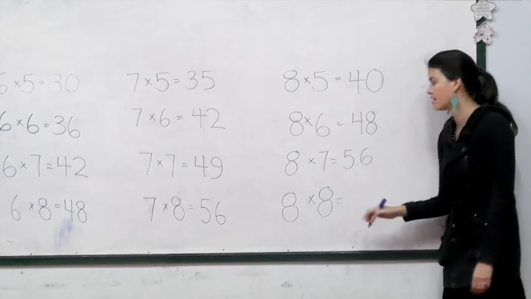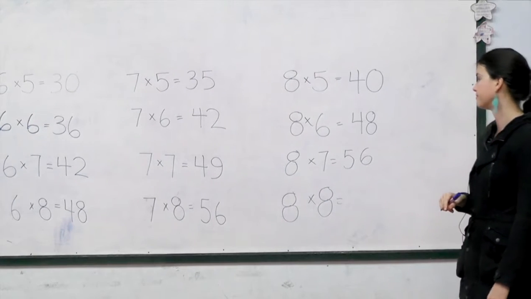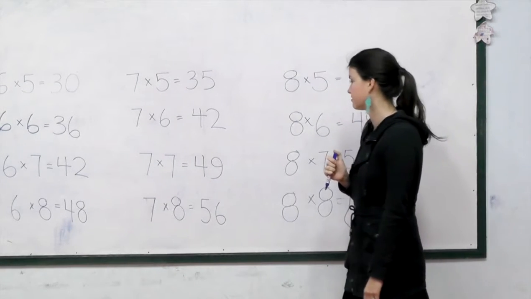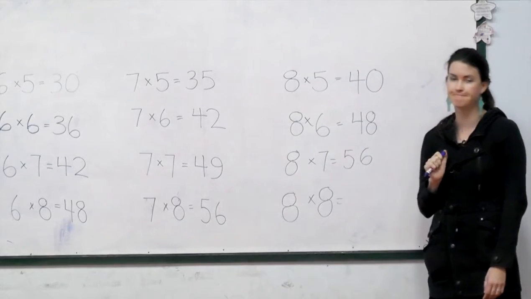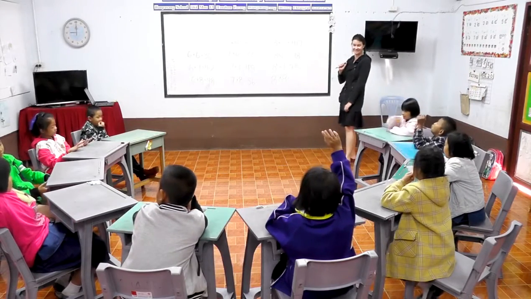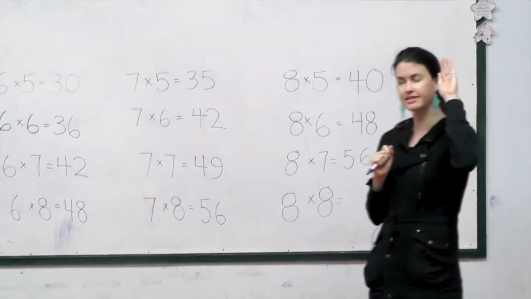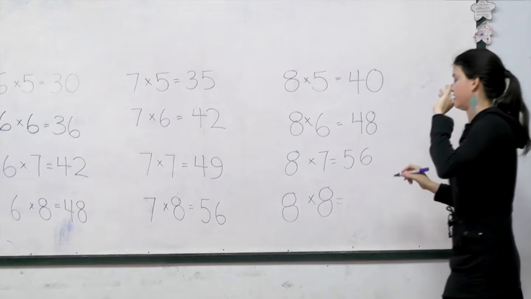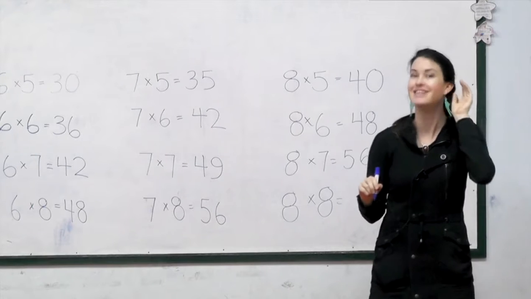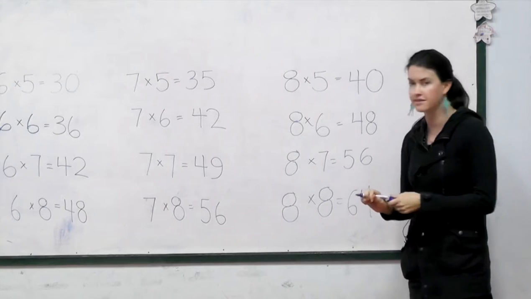8 times 8. You can add 8 to 56. You can try to think about your times tables. Our friends are working hard. When you've got an answer, raise your hand. Okay, 1, 2, 3. What do you think? 64. It's 64. Good job. Very nice work, friends.